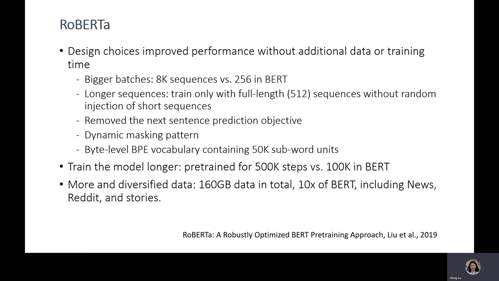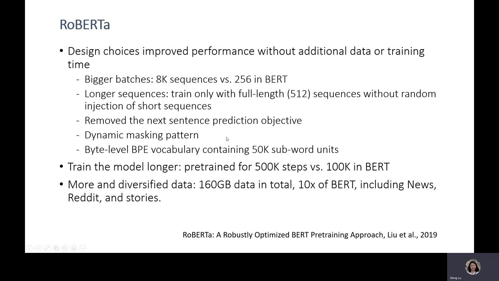And RoBERTa was proposed to explore the full potential of BERT. So they proposed a few design changes that improved the model performance without additional training data or time. First, they used bigger batches. They used batches of 8,000 sequences versus 256 in BERT. And they trained only with full-length sequences, without random injection of short sequences as in BERT. And they also removed the next sentence prediction task as in XLNet.